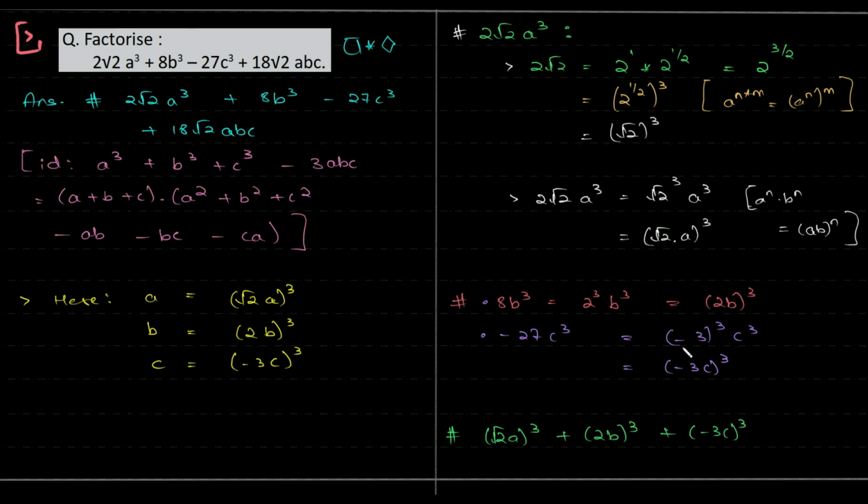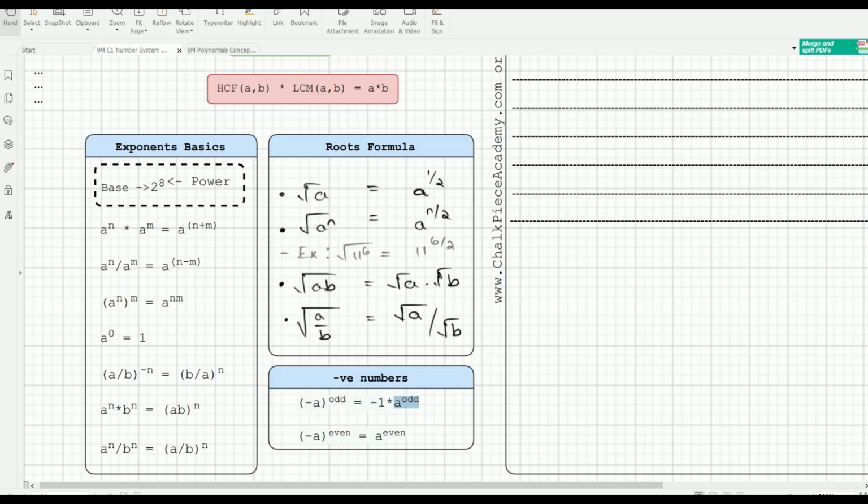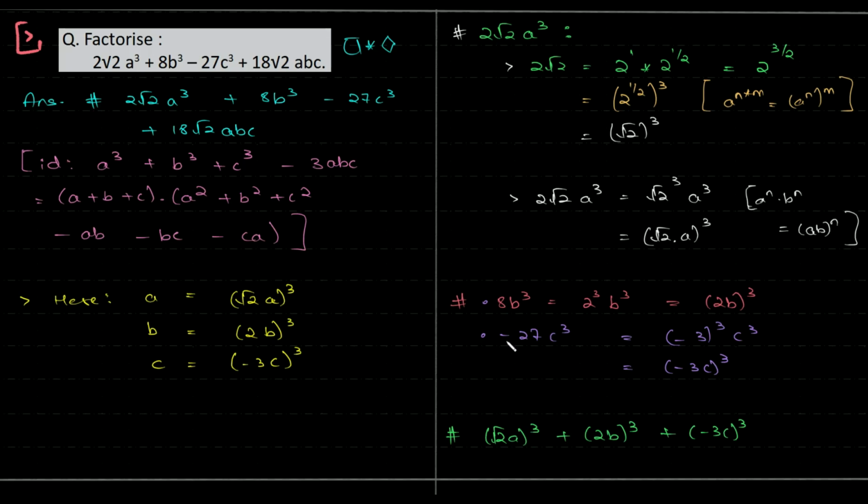Okay, you guys got this now, how I wrote minus 3c cube, because any negative number raised to the power of odd is minus 1 into that, right? So on and so forth. So this I have done the opposite of it. There was a negative term outside the brackets, I got it inside the brackets. So that also has to be very clear.